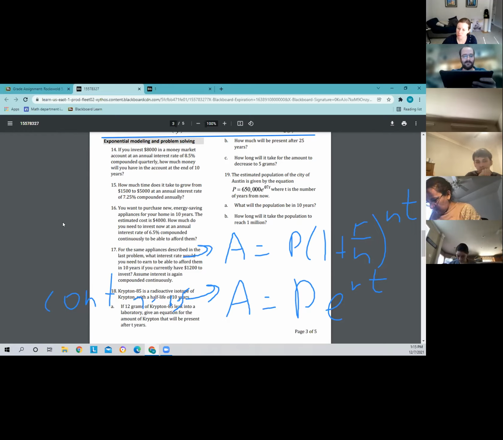What's the other one used for? Anything that doesn't say continuous, any sort of compounding that's not continuous. So what does this say about being compounded? Excuse me, teacher, you mean each time we see the word continuously, we are going to use the second formula? The Pert, yeah. Thank you. The Pert formula.